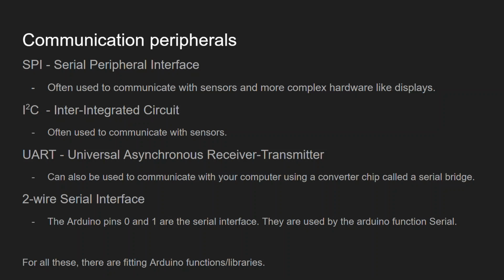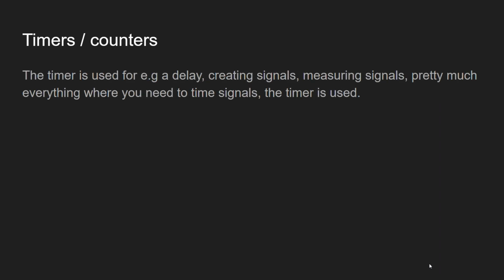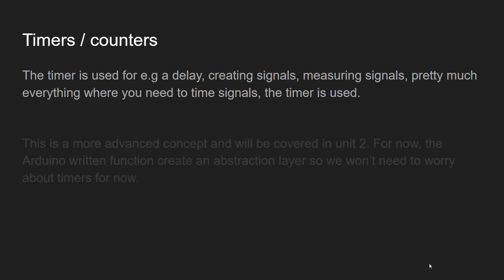A fundamental part of every microchip are timers. Timers are used, for example, for delays, creating signals, measuring signals, and pretty much everywhere where you need to time signals.